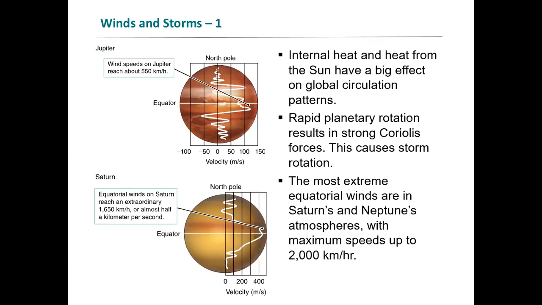If you look at Saturn, it has even faster winds, 1,650 kilometers per hour. So you're looking at 300 miles per hour common winds at the equator of Jupiter. And if you want to look at Saturn, we're looking probably at 1,000, 1,200 or something miles per hour for the velocity there. So the most extreme equatorial winds are in Saturn and Neptune's atmospheres with maximum speeds up to 2,000 kilometers per hour. It's pretty daunting.